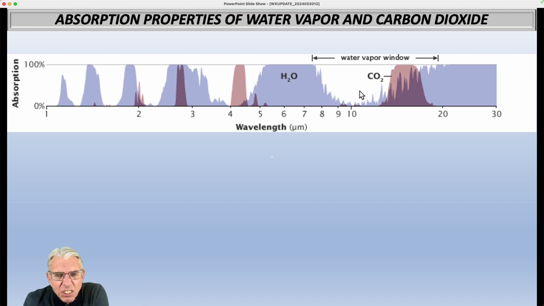In here, you see this big dip around 10 microns, and this is called the water vapor window, and this is how we actually lose heat to space at night when the sun goes down, that infrared radiation being radiated by the Earth is able to escape to space without any interruption.